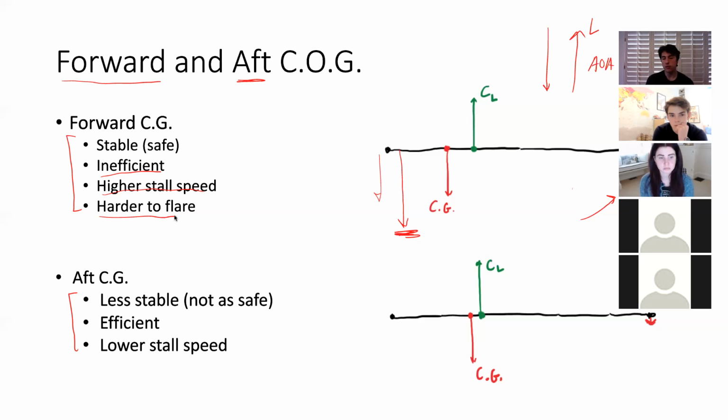Last, it's harder to flare. Typically, you flare when you're coming in to land: you're coming down, and you raise the nose at the last second to land on the main wheels first. When you're doing that, you have to pull the nose up. Well, if it's heavier because of this forward center of gravity, it's going to be harder to pull the nose back to flare. There's more chance you could hit the nose wheel first, which is not exactly a good thing.